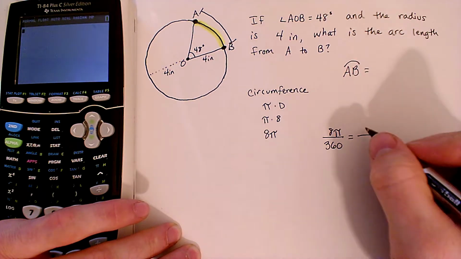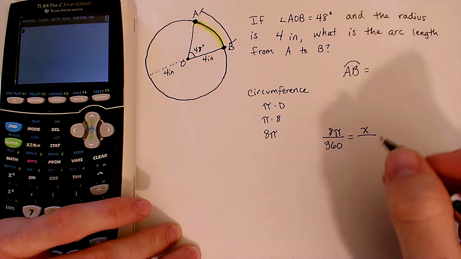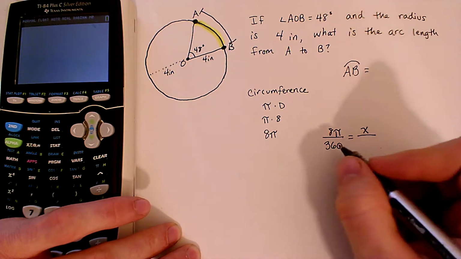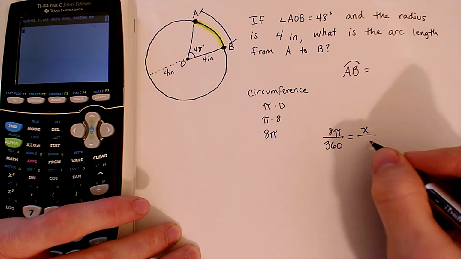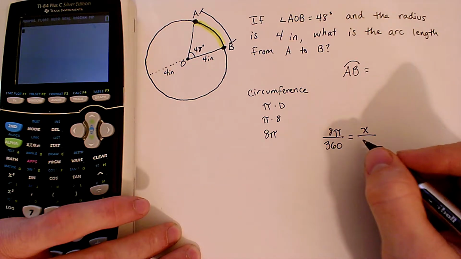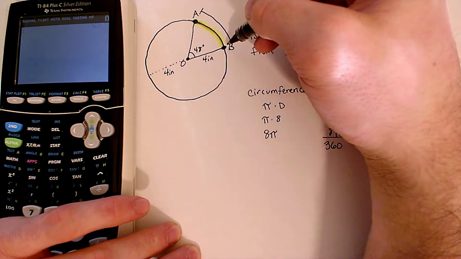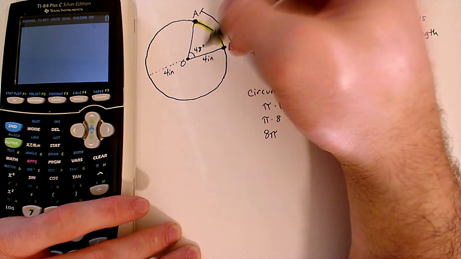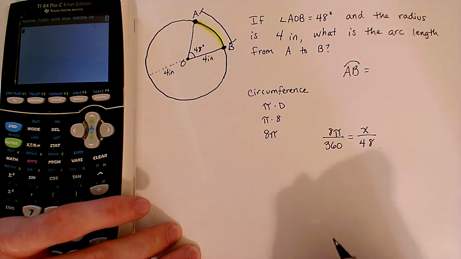That's what we're trying to find. So that's my x, or that's my variable. And then I put the degrees across from each other. I'm not trying to find the circumference of the entire circle, so I'm not going to use 360. I want the distance from just A to B, and the distance from A to B is associated with the central angle of 48 degrees. So I've got to put 48 degrees here. And then I cross multiply.